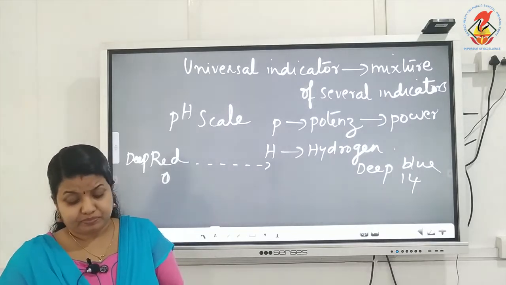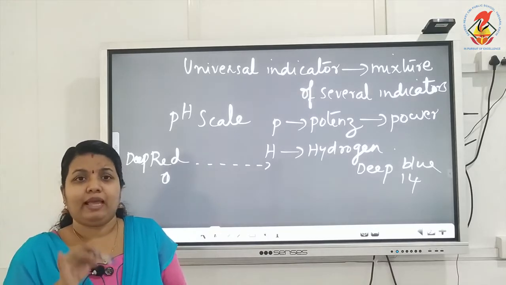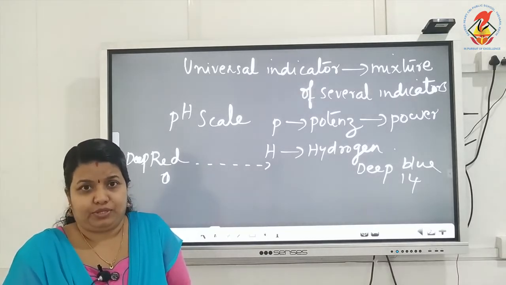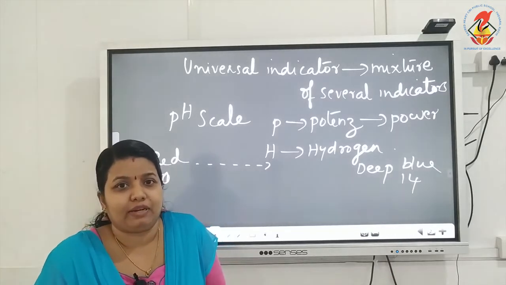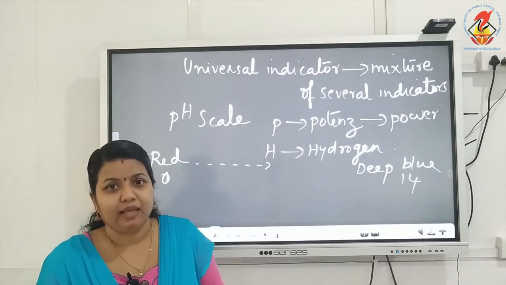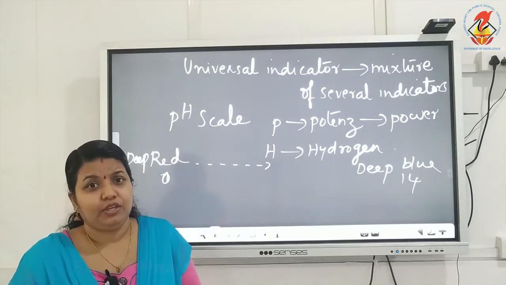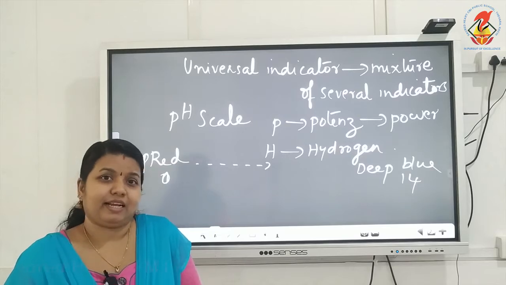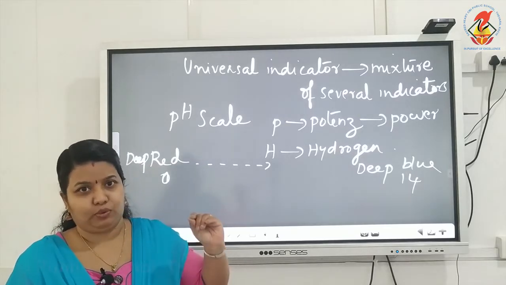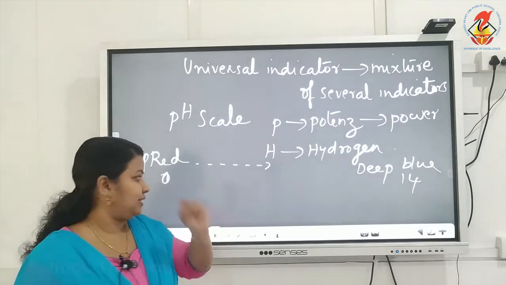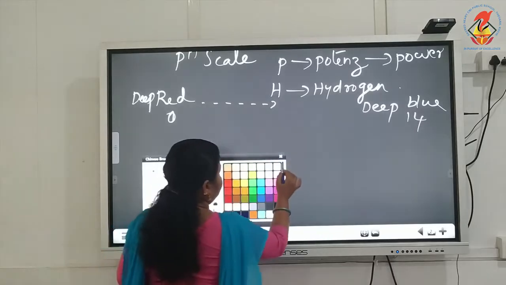Here, you will be given a solution. Take the pH paper and dip it in the given solution. Now, you will see a color developed in the pH paper. You have to compare this color with the standard color chart. So, if it is deep red in color, corresponding to that the value is 0. So, the pH of your solution is 0.